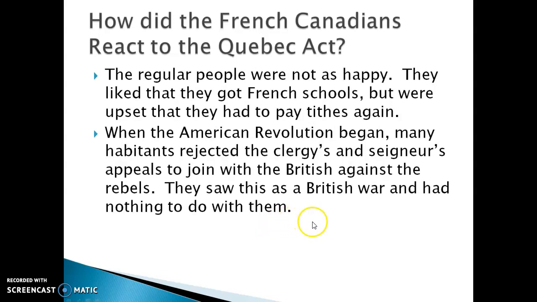Regular people, not quite so happy. They liked that they were getting French schools, but they didn't like the idea that they had to pay the tithes again. And so when the American Revolution began, a lot of the habitants, that's the regular people, rejected the clergy, or like the priests and the seigneurs' appeals to join with the British against the rebels. Instead, they saw this as a British war and it had nothing to do with them, so they didn't join up.